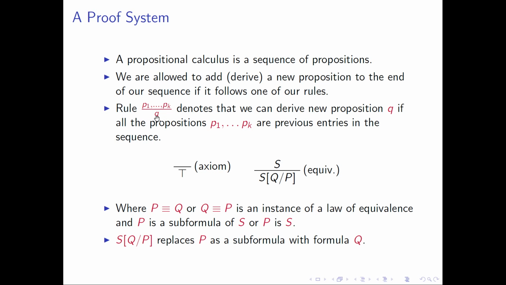So this tells us we can derive this proposition Q under the condition that all the propositions P1 to Pk are already in our sequence. Okay, so this is how the rules are written. What rules do we have? We have the axiom rule, okay? That is, under any condition, no matter what propositions are in a sequence, we can always derive the tautology symbol, so truth.